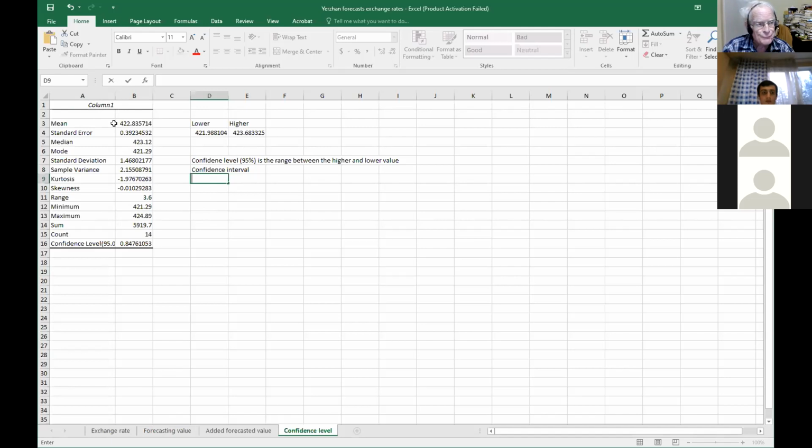So the mean exchange rate is 423 and so forth. The confidence level here doesn't really mean a big deal to us because we're not interested right now in the fluctuation of the exchange rate. Instead, we want to have a measure of fluctuation in the coefficient, not the independent variable. Okay.